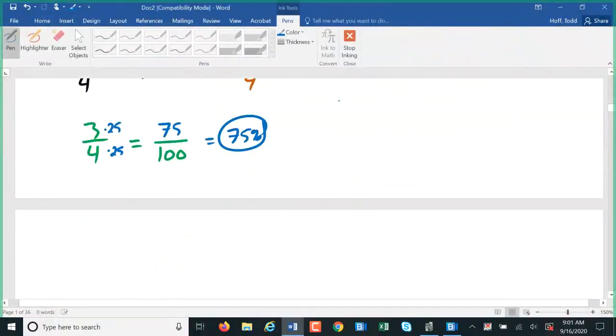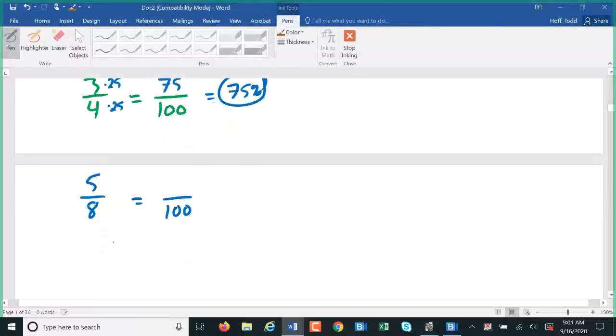If we have 5/8, I want to know what that is out of 100. Well, figuring out what I'm going to multiply 8 by to turn it into 100 is not that simple. So what we're going to do is work backwards. We're going to do 100 divided by 8 gives us 12.5. So then we multiply 8 by 12.5 to make 100. We multiply 5 by 12.5 to give us 62.5. So that is 62.5 out of 100, or 62.5%.